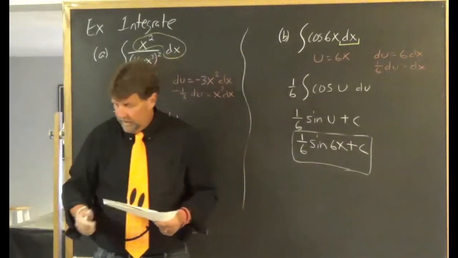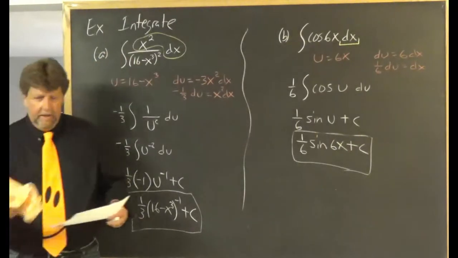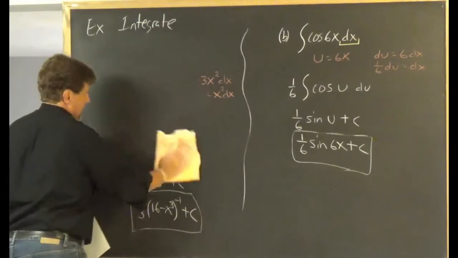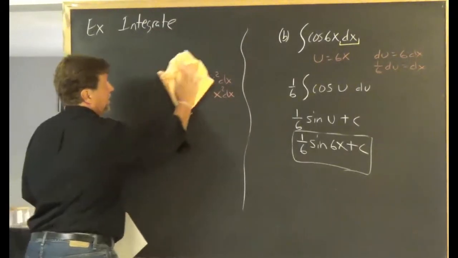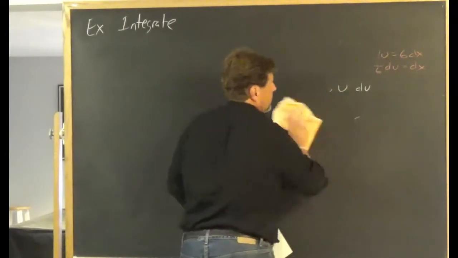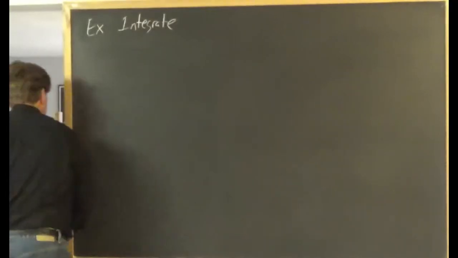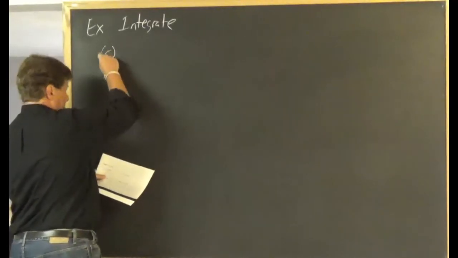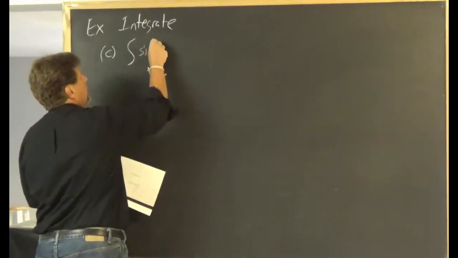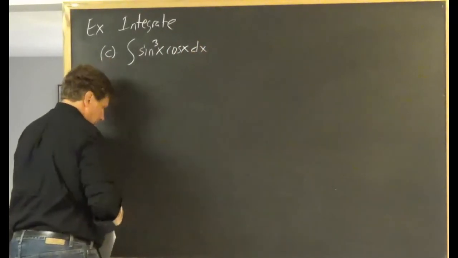So that was pretty friendly. You know, there was a part C and a part D, so let me grab this microfiber cloth, do a little erasing so I can get part C and part D up here on the board. So let's see, in part C we were asked to integrate, ooh, this is a good one, sine cubed x cosine x dx.